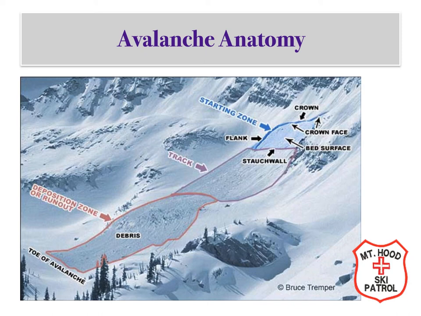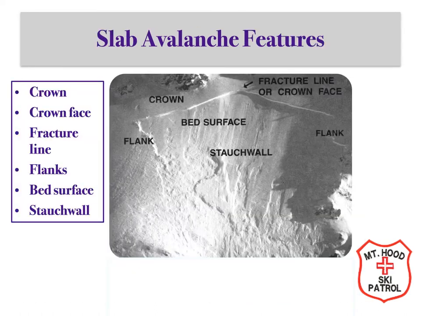Think about these features of the avalanche in terms of a rescue. Where would you start looking? Where would you not spend any time looking? Are there any hazards to the rescuers that you need to be aware of? We'll talk a lot more about this in the companion rescue section. Here's another view of a slab avalanche. You can see there's the crown and the crown face where the fracture line was. Here's the flanks over here, and the stauchwall. It's difficult to follow because the slab has shattered, so a lot of times the stauchwall will be difficult to identify.